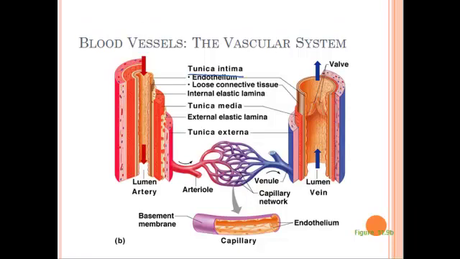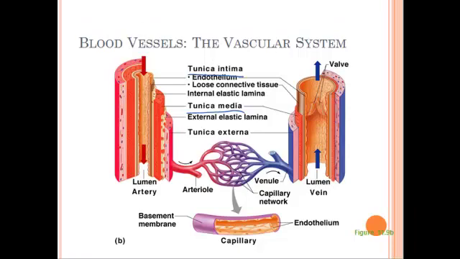Underneath the layer of endothelium, we have a basement membrane. This is made of connective tissue. Then we have what's called the tunica media. So this is layer number 2, tunica media, media meaning middle. And this is the smooth muscle layer. We have this both in the arteries and also in the veins. Notice the difference in size here.